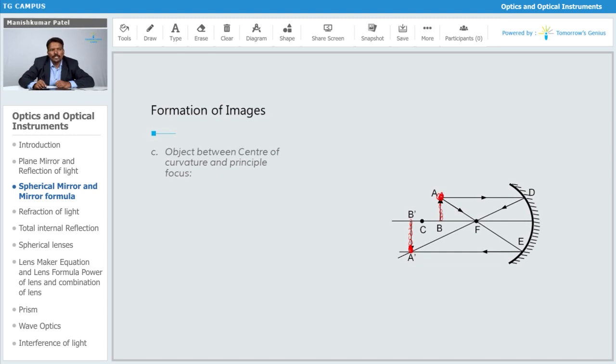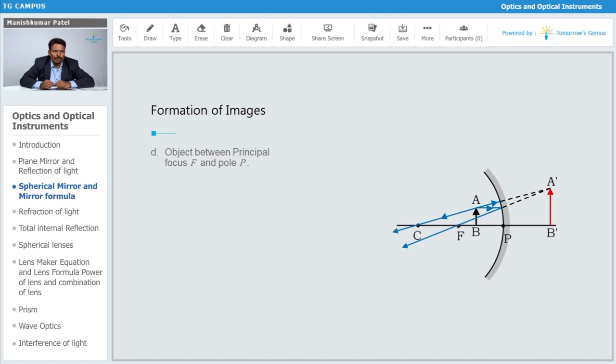Again if you look at this image, it is real. Then again you can say that obviously it is inverted, and the size of your image is greater than that of your object, so you can say that it is magnified. So this is how you can define the nature of the image over here.